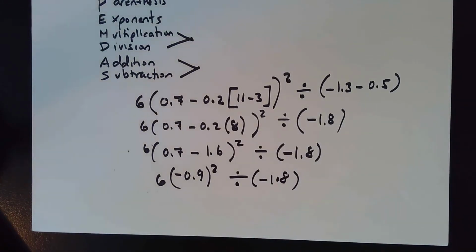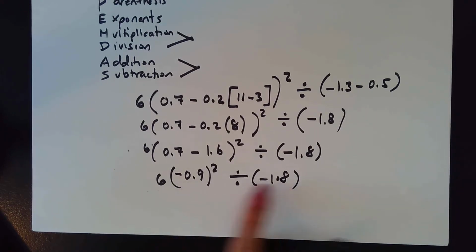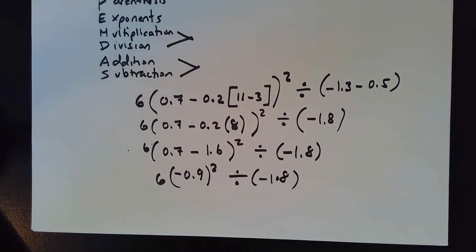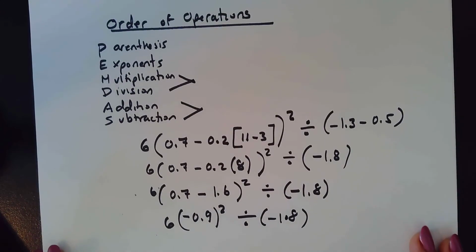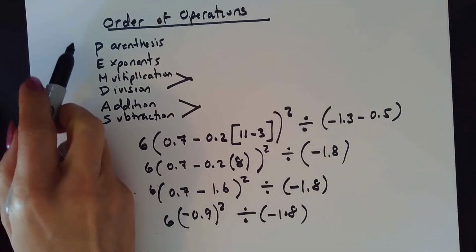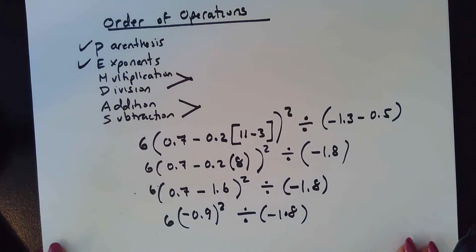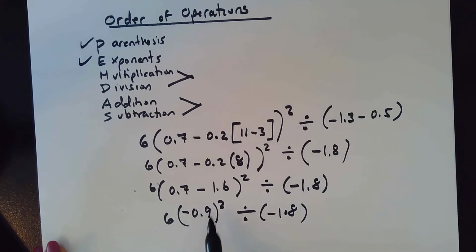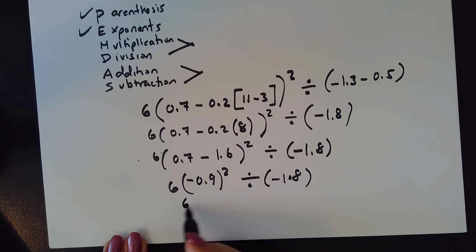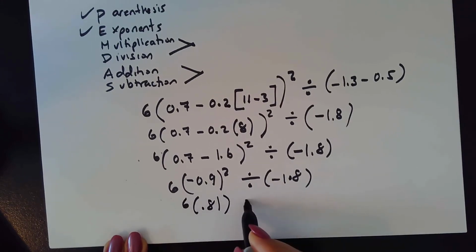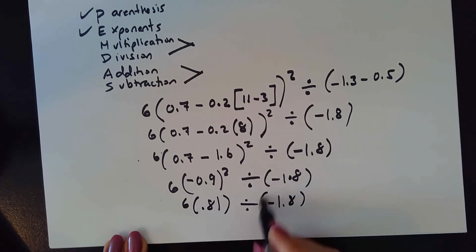Now, we're done with parentheses because there's nothing to simplify inside the parentheses. So you're going to now go to the next item in the order of operations, and that's going to be exponents, right? So we did parentheses, now exponents. The exponents, we have negative 0.9. A negative raised to the second power is going to become positive. So you have 0.9 raised to the second power, which gives us 0.81. So it's going to be 6 times 0.81 divided by negative 1.8, right?